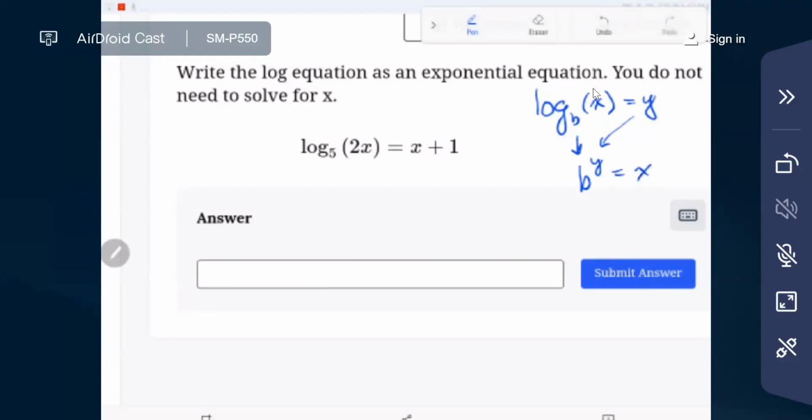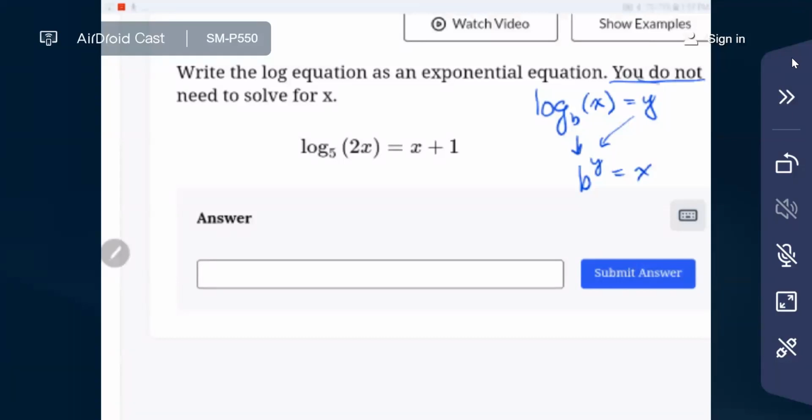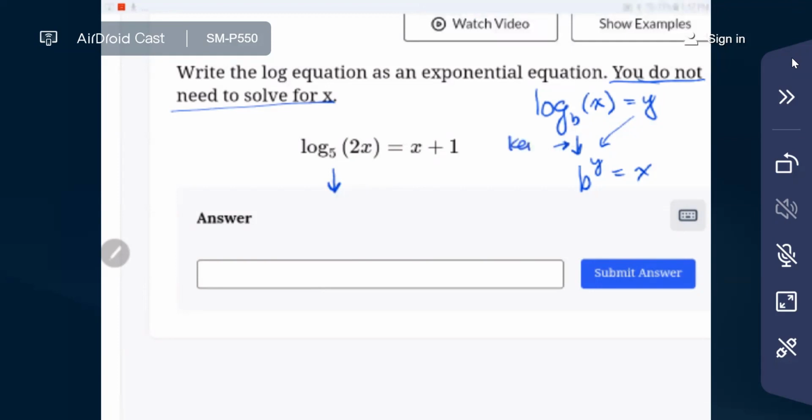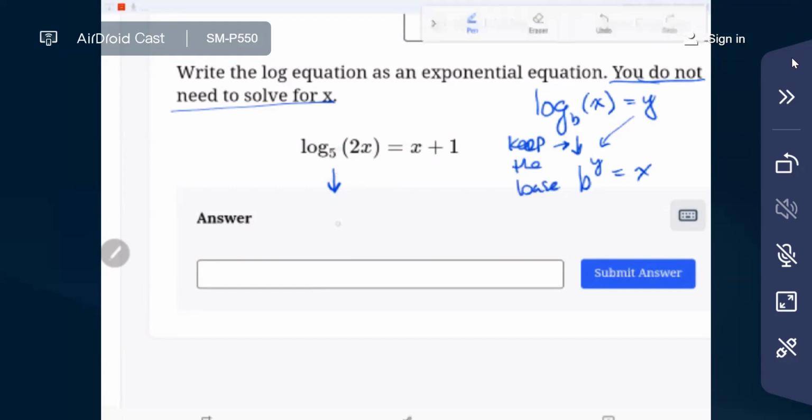We're going to do the same thing over here. So we're going to keep the base. Now notice it says you do not have to solve for x. It will be a little trickier in this one, but we don't have to solve for x. So we're going to do the same thing we did over here. We're going to keep the base, and the base is 5.